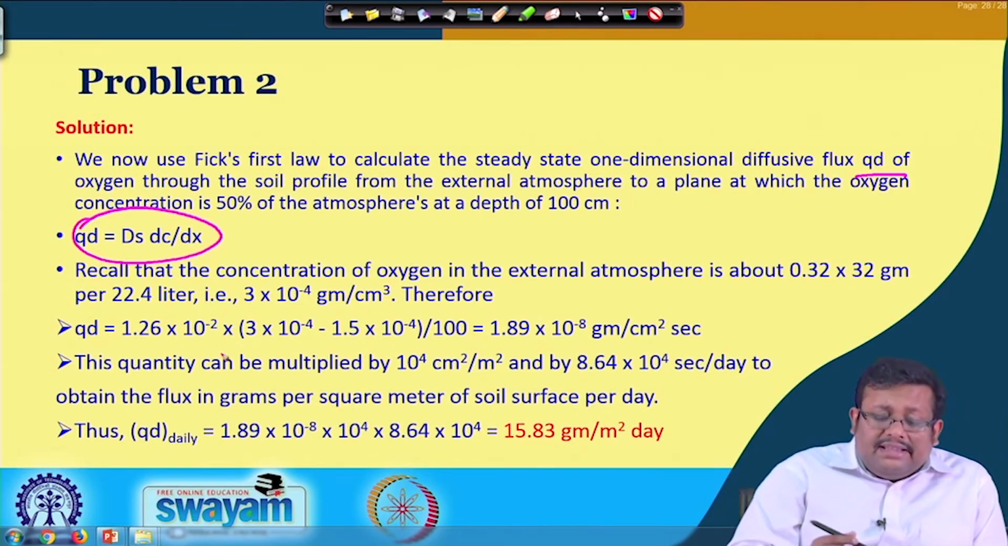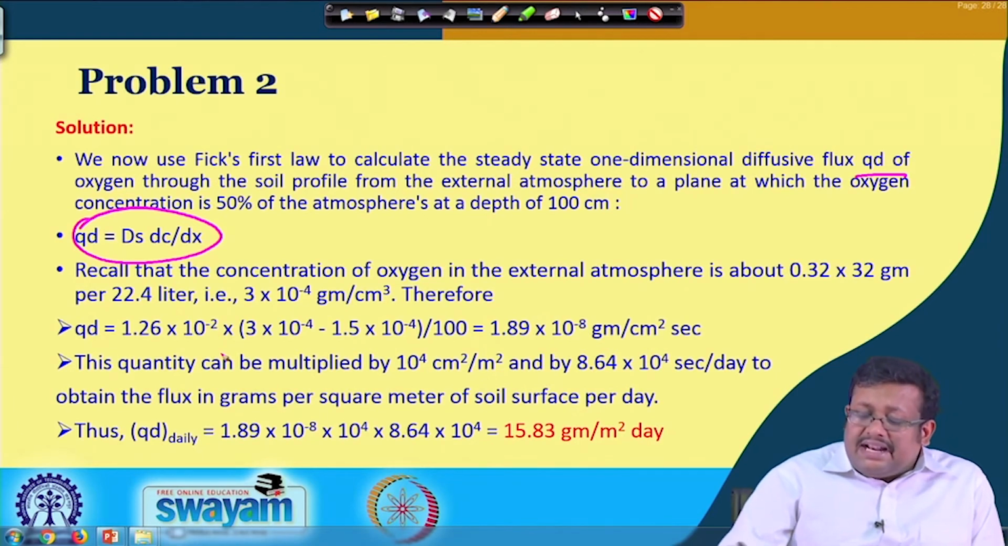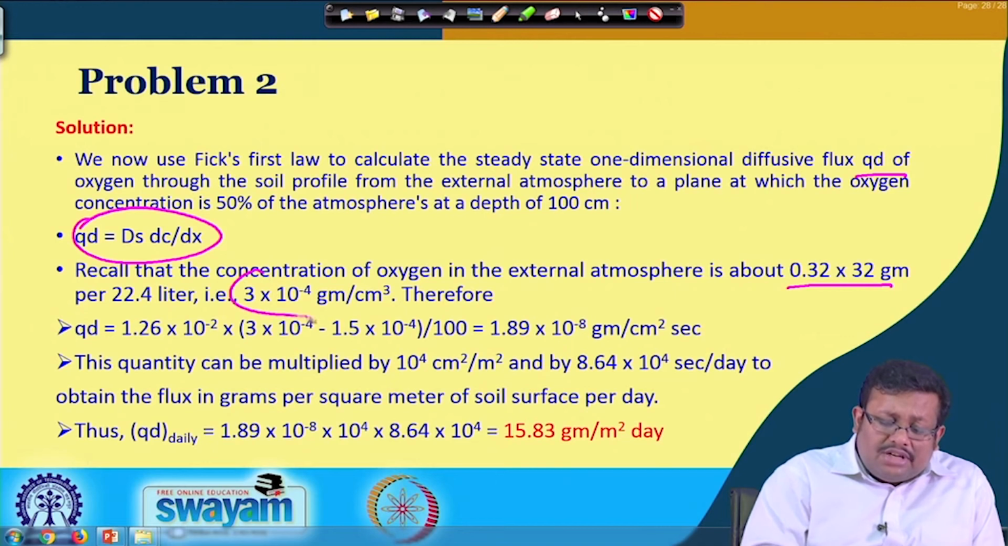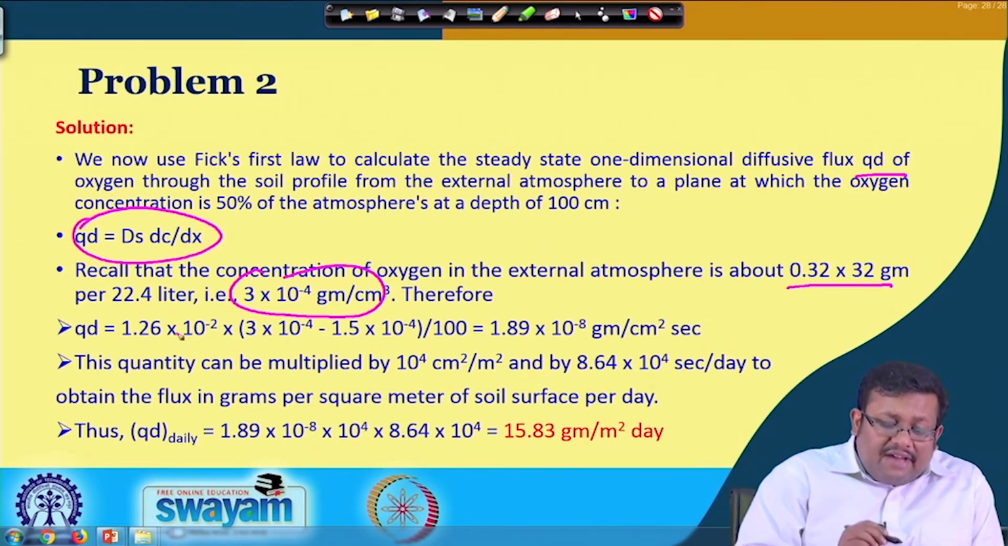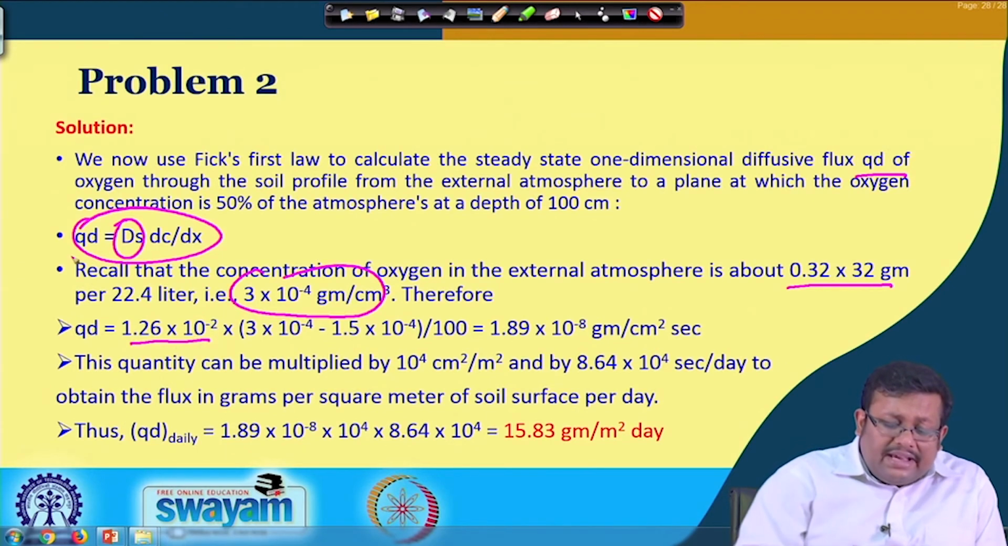Now recall that the concentration of oxygen in the external atmosphere is about 0.32 multiplied by 32 gram per 22.4 liter. So that comes around 3 into 10 to the power minus 4 gram per cubic centimeter. Therefore, by substituting this number into this equation, we get a value of QD. We have already calculated this Ds value.